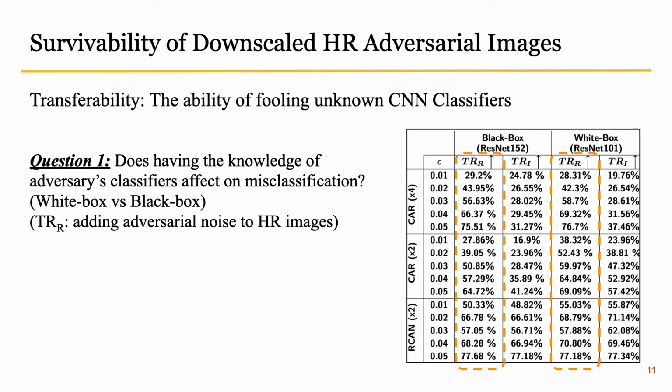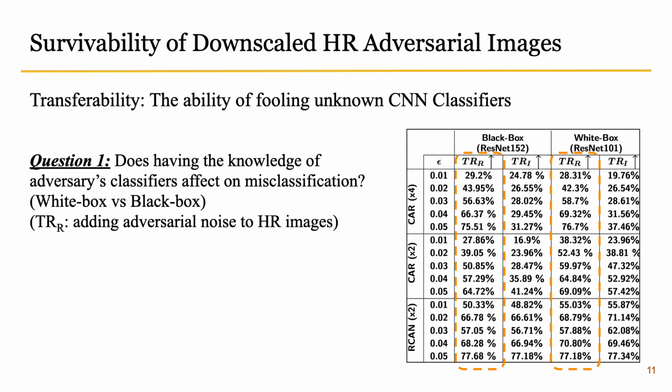Here we use two large CNNs trained on the ImageNet dataset, ResNet 150 and ResNet 101. Also, we used the fast gradient sign method for learning adversarial images with different values of epsilon. As you can see, the transferability of adversarial images for those scenarios is comparable.